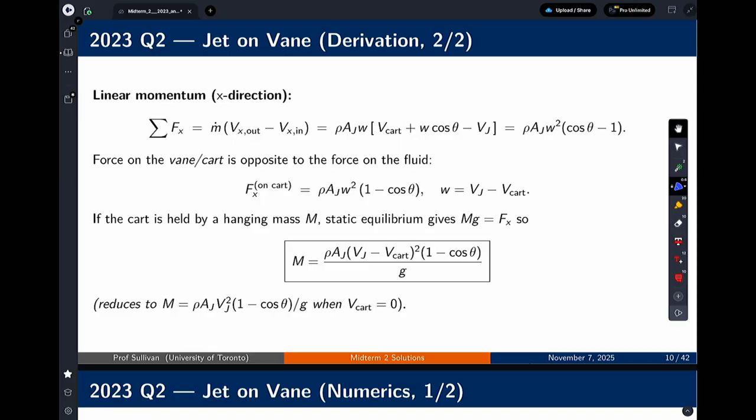The force on the vane is opposite to the force on the fluid. So you have force X, which is rho A_j W squared (1 minus cos theta). W again, Vj minus V cart. And you end up with the mass, by substituting all your terms out and moving everything around, has to be equal to F_x over g. So you take all of your forces, divide by g, and it reduces to this if the cart is 0.